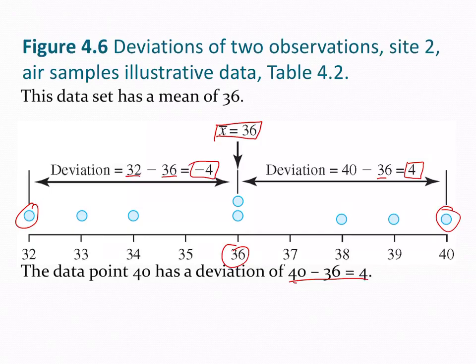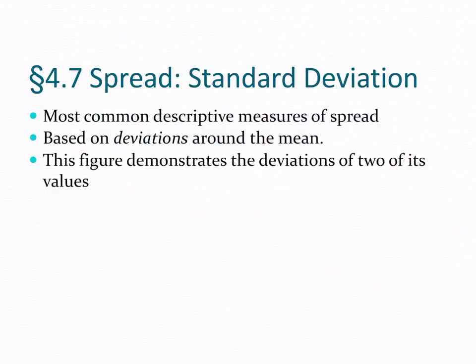So when we talk about the deviation, it is the distance between that data point and the mean. When we talk about standard deviation, it's the deviation of the majority of data points around the mean, right? It's based on the deviations around the mean.